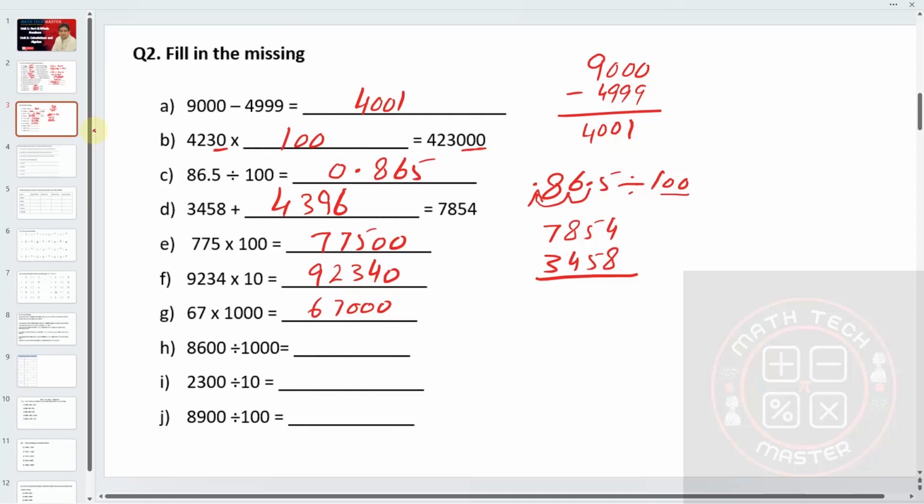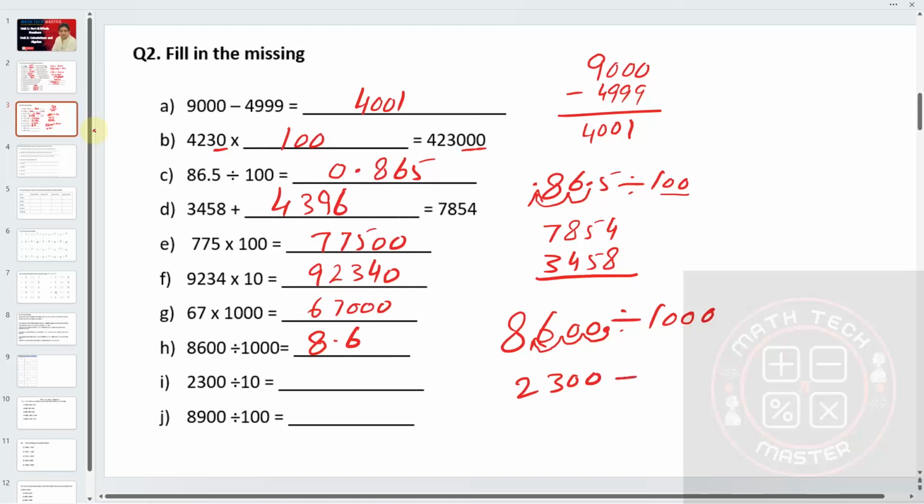So dividing by 1000, we will move the decimal point 3 steps to the left. But there is one confusion, there is no decimal in this question. 8600 divided by 1000. So where is the decimal of 8600? All the whole numbers which do not have a decimal point, we can consider the decimal is at the right side of the number. So this time we can move the decimal 3 steps backward, and it will be 8.6.